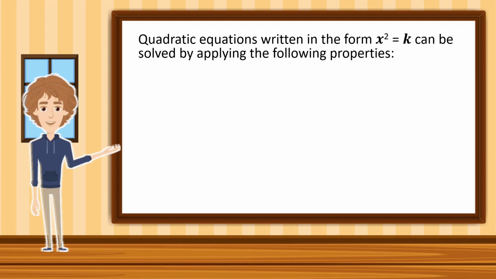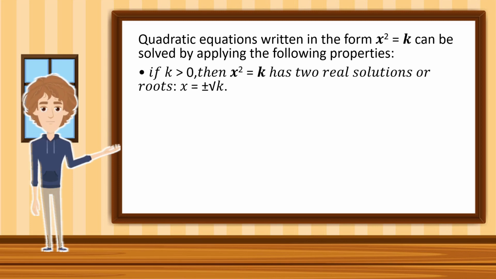Quadratic equations written in the form x squared is equal to k can be solved by applying the following properties. The first one, if k is greater than 0, then x squared is equal to k has two real solutions, or two real roots, which is x is equal to positive or negative square root of k.